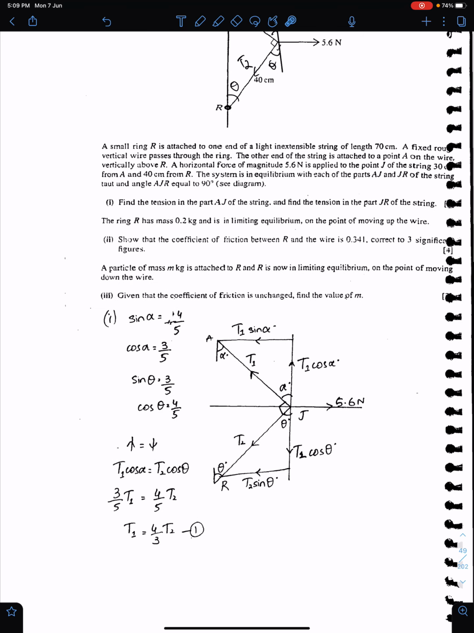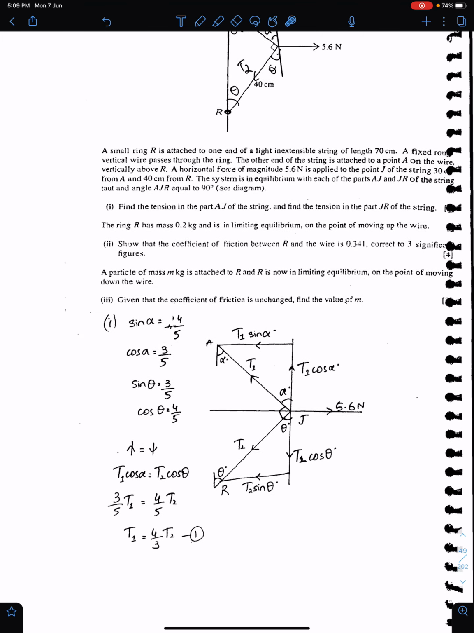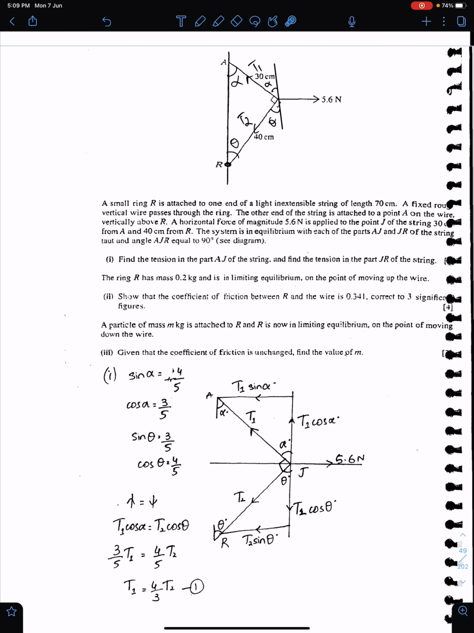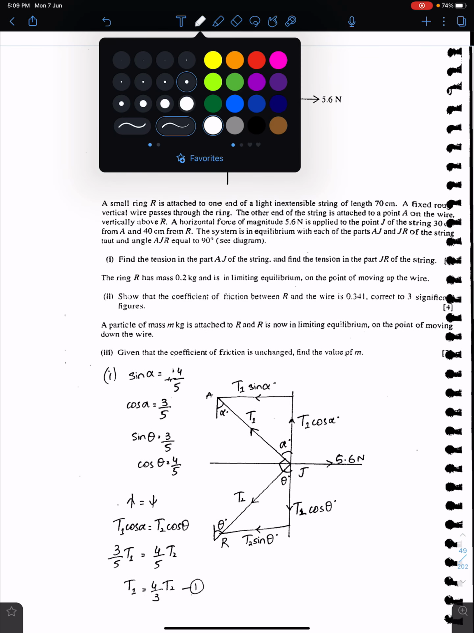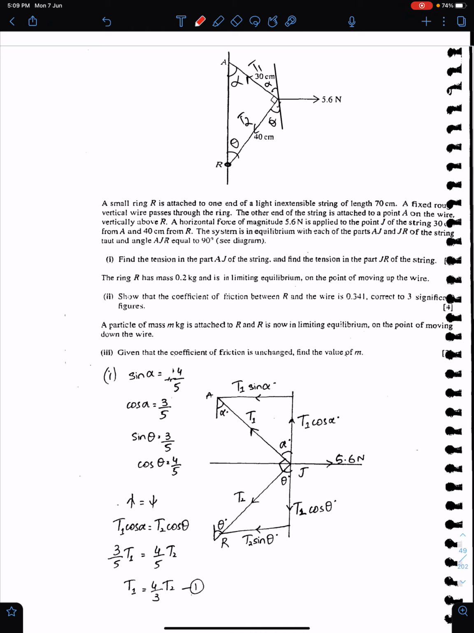Now the next part: another particle, a new particle of mass m kg, is attached to the ring R, and R is now in limiting equilibrium and about to move down the wire. Therefore friction will act in this direction. Given that the coefficient of friction is unchanged, find m. This is so simple.